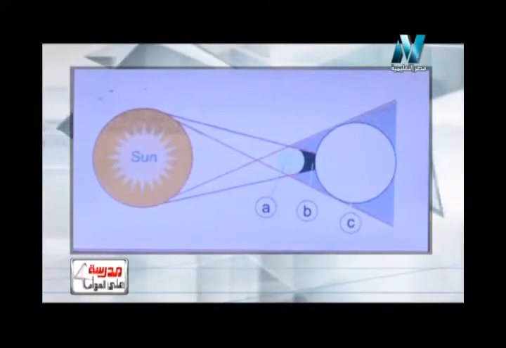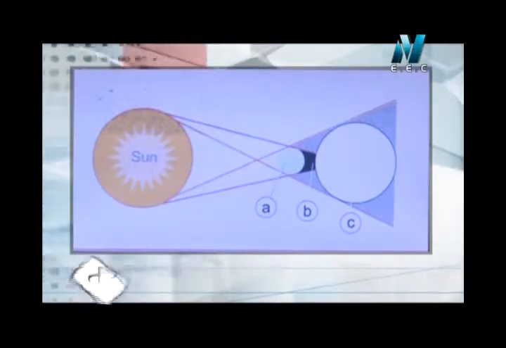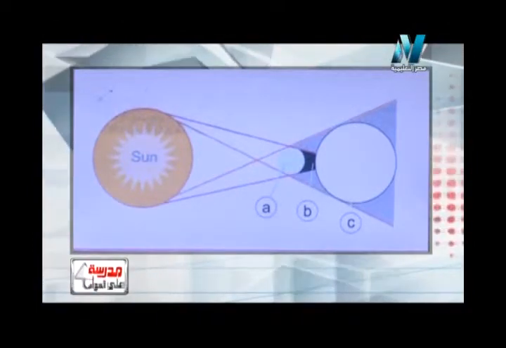And this phenomenon is called what? It's called solar eclipse. And we can make a definition for this phenomenon. It's an astronomical phenomenon where the moon, sun, and the Earth are on a straight line with the moon in the middle, casting its shadow on the Earth. So again, labeling diagram is a very important question in our exam, inshallah.